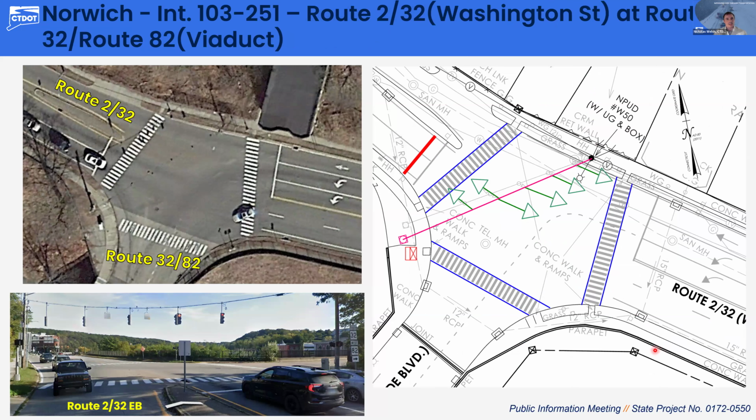Next intersection in Norwich is intersection 103 251, Route 2 and 32 at Route 32 and Route 82. So this intersection, we are proposing to install a span pole that's going to be connecting to the existing utility pole. So the span pole is going to be installed on the southwest corner, and the utility pole that's existing is on the northeast corner. So we're really just mimicking the existing layout right now. We're going to be shifting a stop bar back on the west leg, and we're going to be maintaining the existing crossings, so one on each leg, and each corner will be getting new pedestrian facilities.